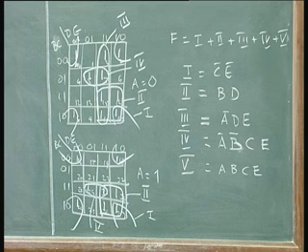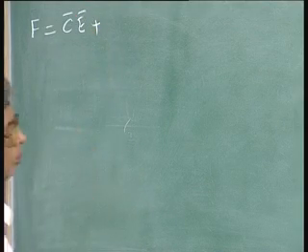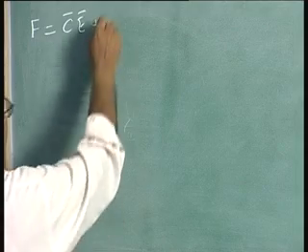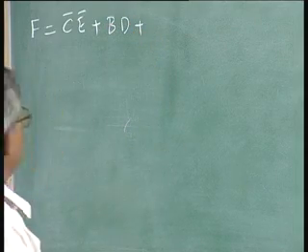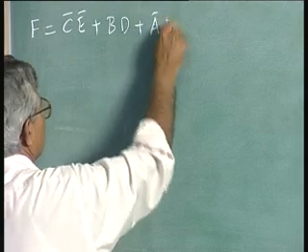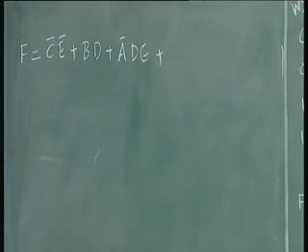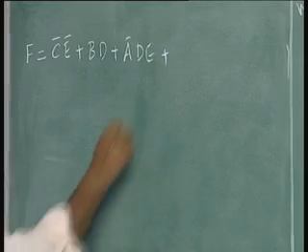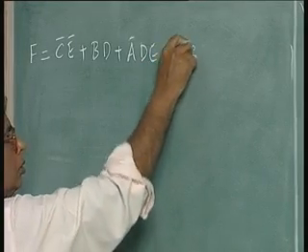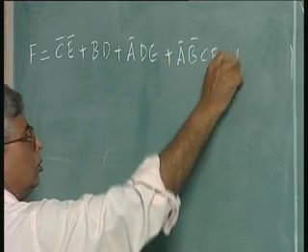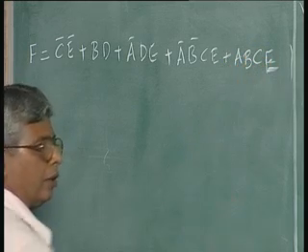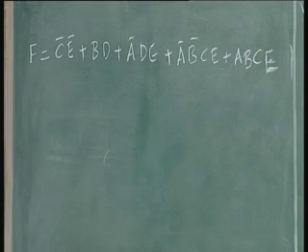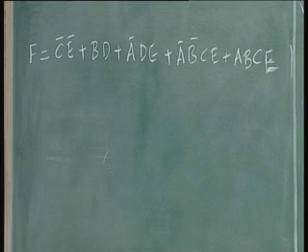That would be C bar E bar, B D, A bar D E, A bar B bar C E, and you can draw your gate structure or whatever. This is how you read a 5 variable map.